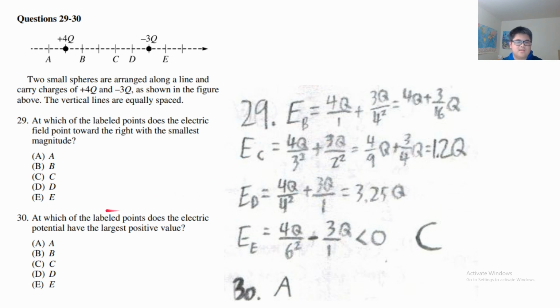Now for question 30, at which of the labeled points does the electric potential have the highest positive value? This would obviously be A. We need to look at how far away they are from the negative charge. Basically, the closer you are to a negative charge, the lower the electric potential is, and the closer you are to a positive charge, the higher the electric potential is. So A and B are the closest to the positive charge, and A is the farthest from the negative charge, so the answer to question 30 has to be A.